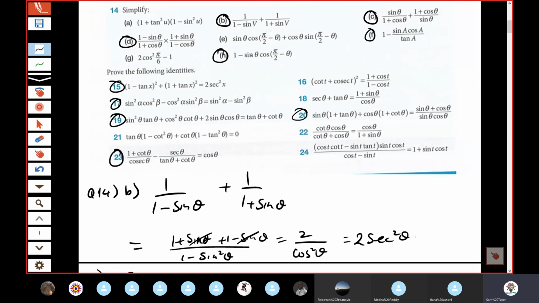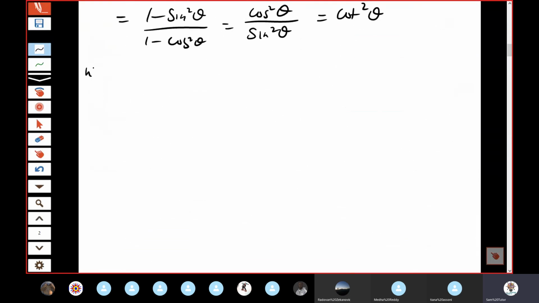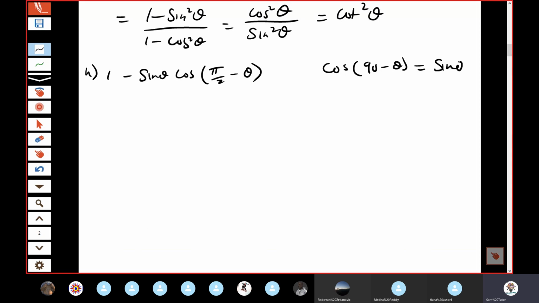Let's do H. One minus sine theta, cos pi on 2 minus theta. What's pi on 2? 90 degrees. So what did we just say about cos 90 minus theta? It's complementary with sine, so it equals sine. So the answer is sine theta times sine theta, sine squared. Are you used to that by now? One minus sine squared is cos squared.